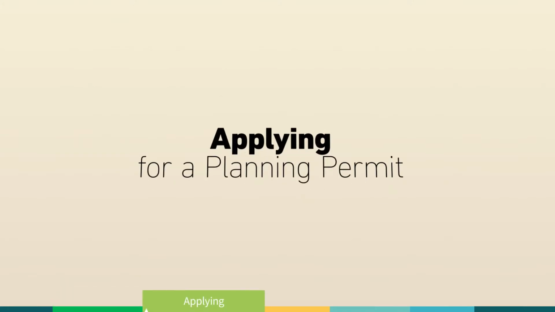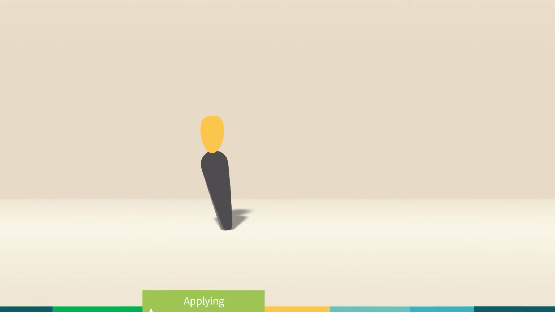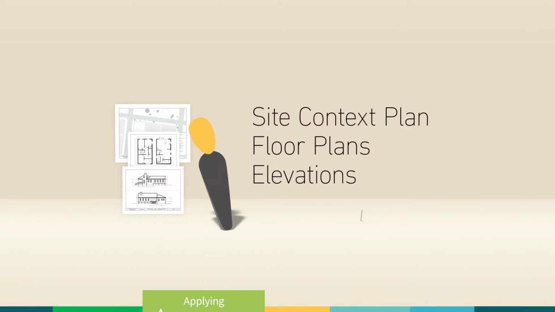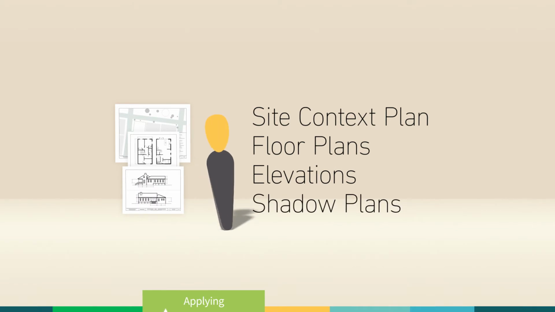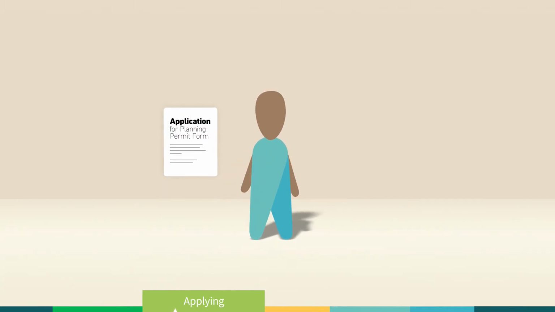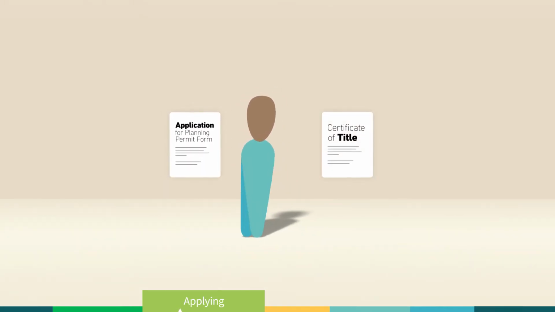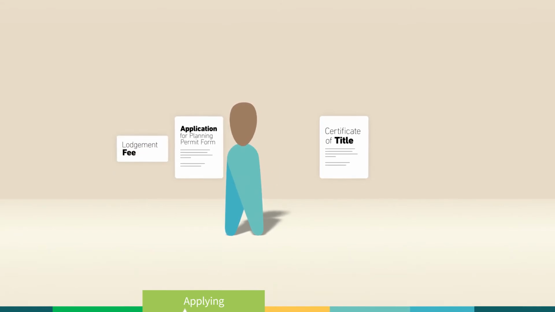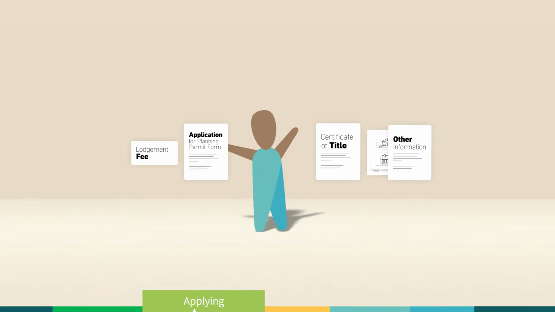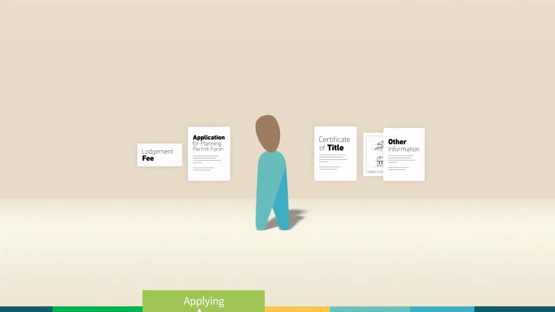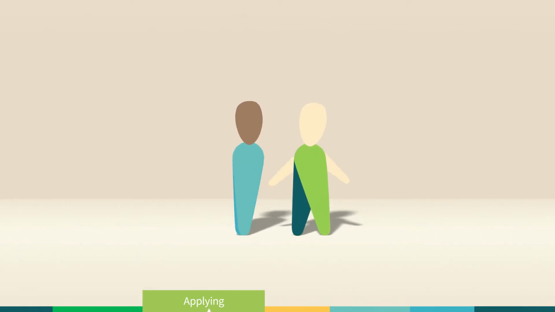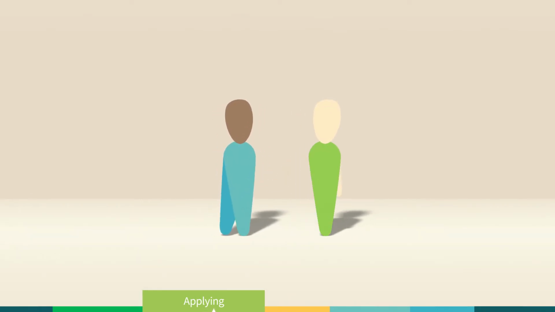To apply for a planning permit, a designer or architect will need to provide a site context plan, floor plans, elevations and shadow plans. And when you submit your application, you'll need to provide the application for planning permit form, the current certificate of title, the lodgement fee, copies of those plans, and any other information specific to your type of application. You may wish to attend council before lodging the application, so a planner can look over your documents and advise you on anything else you might need.